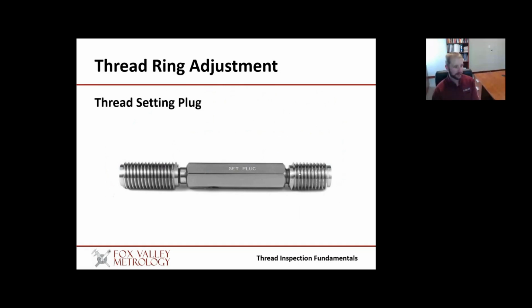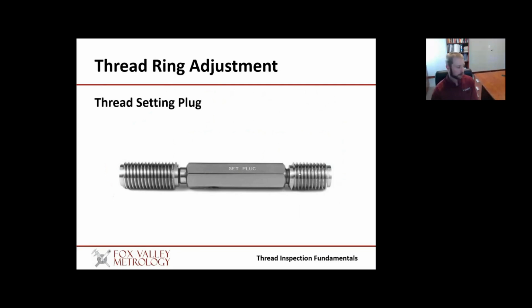One thing that we do recommend here at Fox Valley Metrology is that if you are purchasing a thread ring, it's important that you also go ahead and purchase the corresponding set plug for those thread rings. Now, of course, if you have the same quarter-20 thread ring all across your shop, you're not going to need an individual set plug for every single one of those items. One will probably suffice for your whole company.